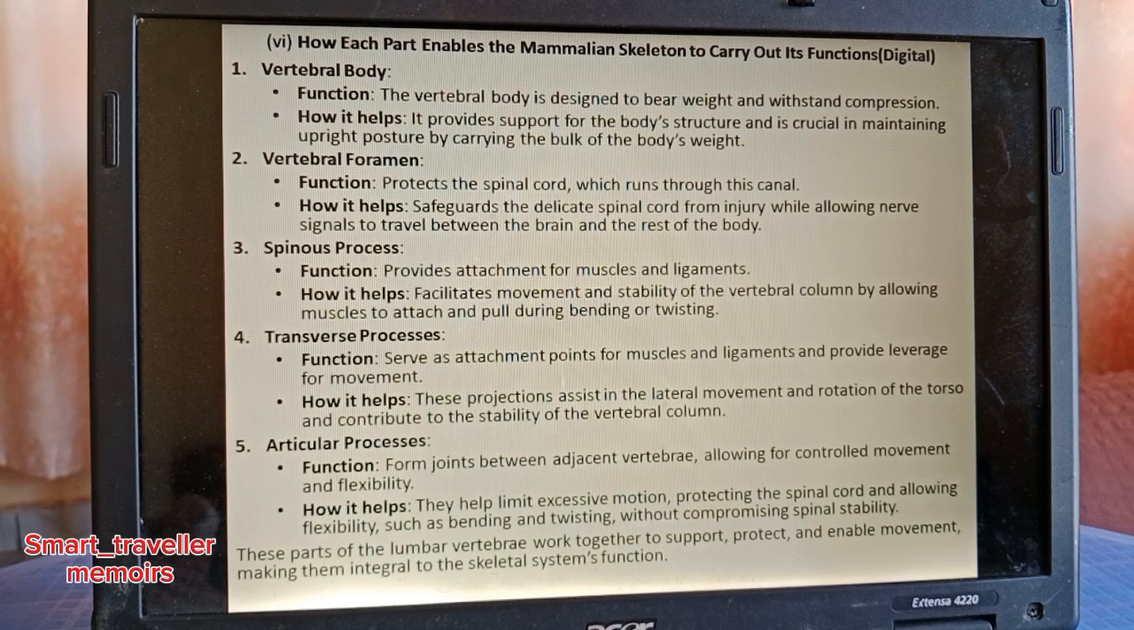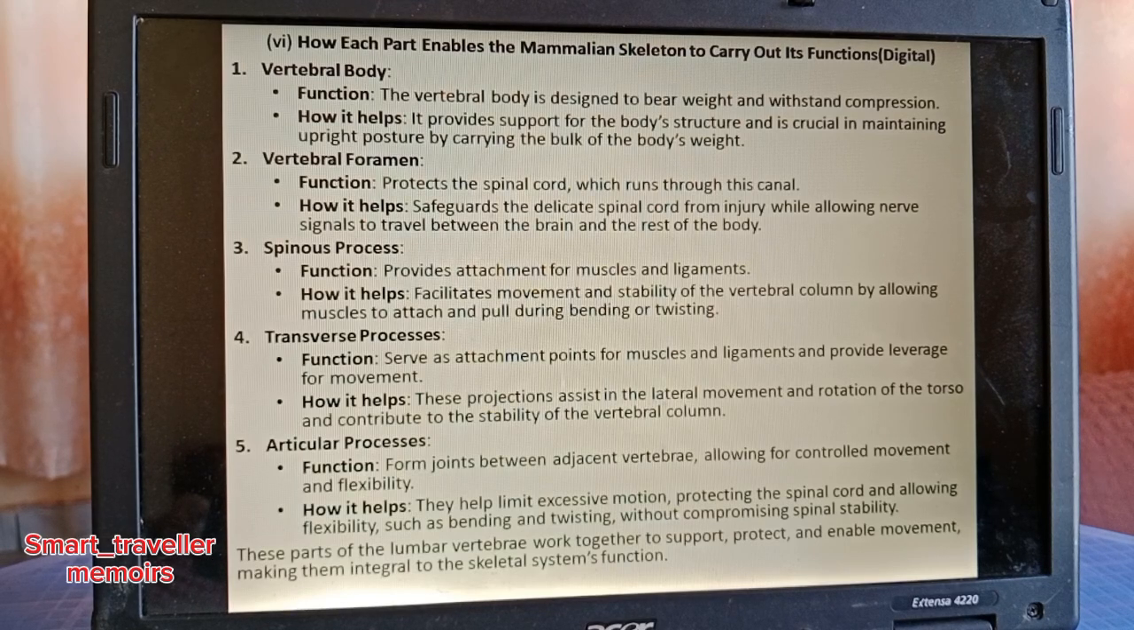Spinous process. Function: provides attachment for muscles and ligaments. How it helps: it facilitates movement and stability of the vertebral column by allowing muscles to attach and pull during bending or twisting. Transverse process. Function: serves as attachment points for muscles and ligaments and provides leverage for movement. How it helps: these projections assist in the lateral movement and rotation of the torso and contribute to the stability of the vertebral column.